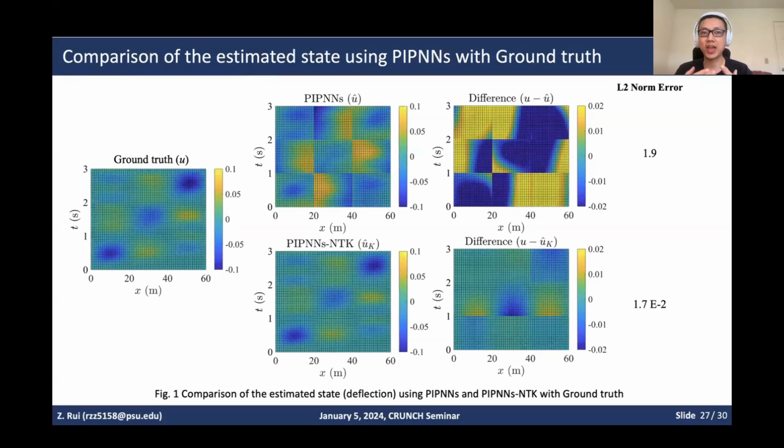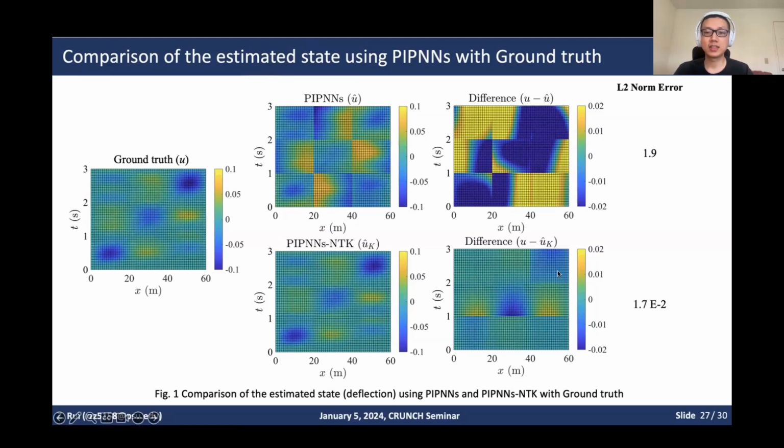So that's one of the benefits of the NTK-based approaches. And then we also can compare the estimated states. So this is for the deflection. The first is the ground truth. Again, I use finite element modeling to get the ground truth. And the upper one is for the PINNs without the NTK. And this is the difference. So we can find a huge difference. And the lower one is for the PINNs with NTK. So we have a relatively smaller difference. And this is the L2 norm error.